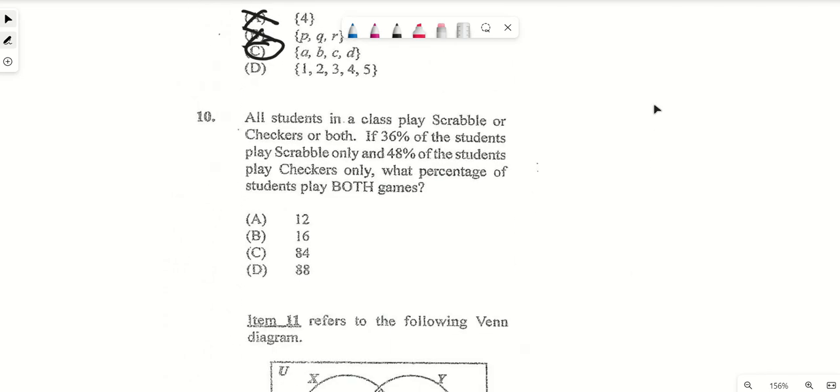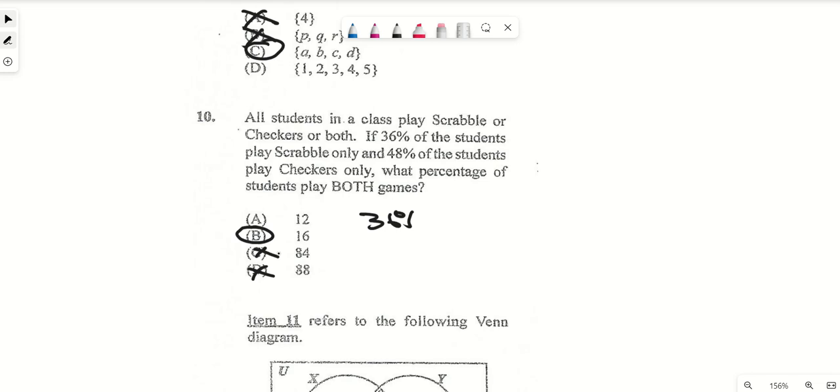All students in the class play Scrabble or checkers or both. If 36 of the students play Scrabble only, 48 students play checkers only, what percentage of students play both games? This is a repeated question. I believe the answer is not C and is not D. It is B. Let's check it out.